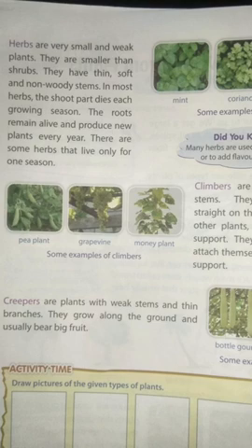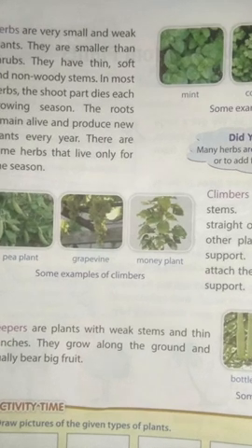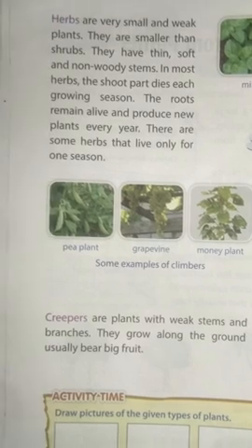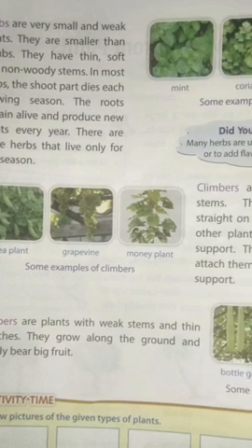They have thin, soft and non-woody stems. In most herbs, the shoot part dies each growing season. The roots remain alive and produce new plants every year. There are some herbs that live only one season.